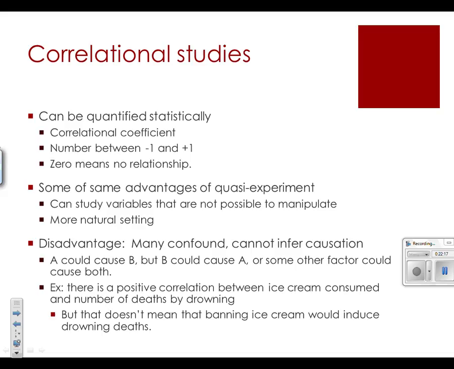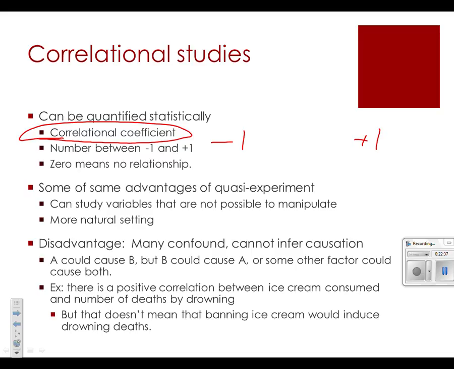Now, your correlational study can also be quantified statistically, analyzed statistically. What you do with that is you calculate what's called a correlation coefficient. We'll do a lab later this semester when we do that. But the correlation coefficient is a number between -1 and 1.